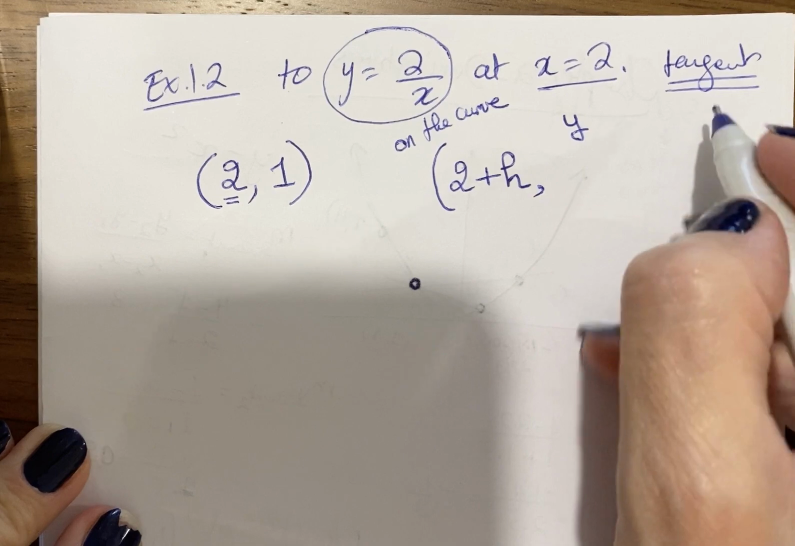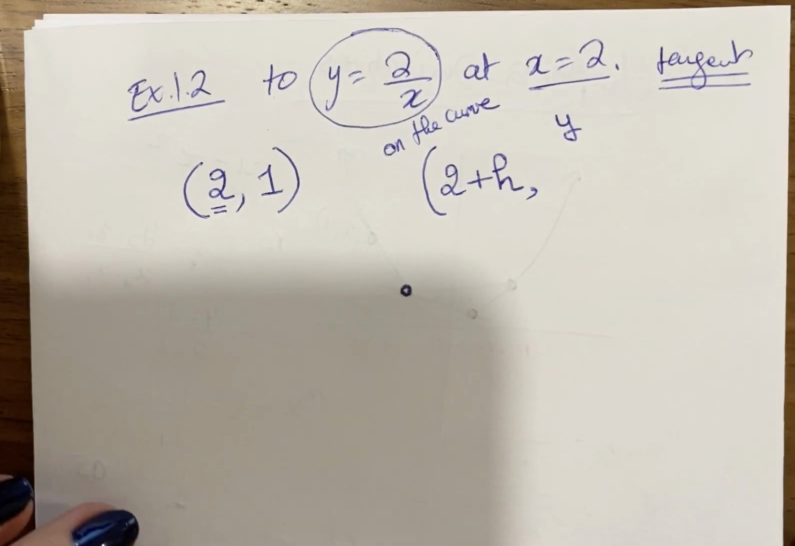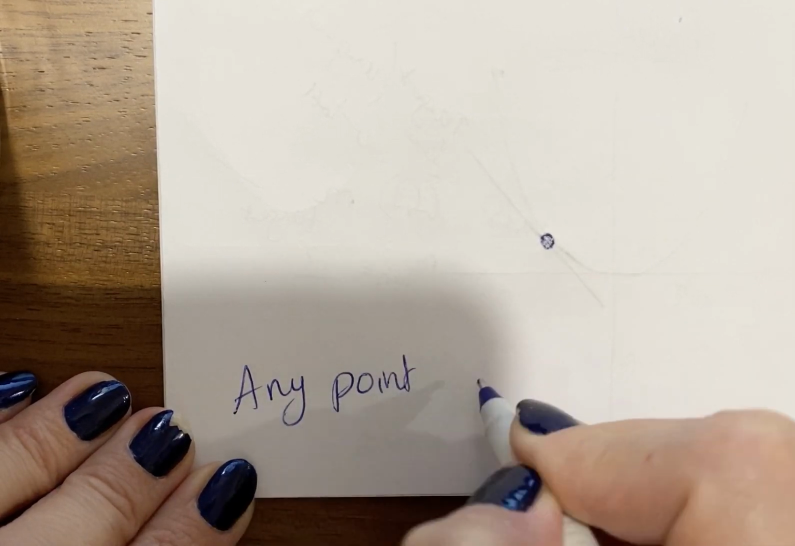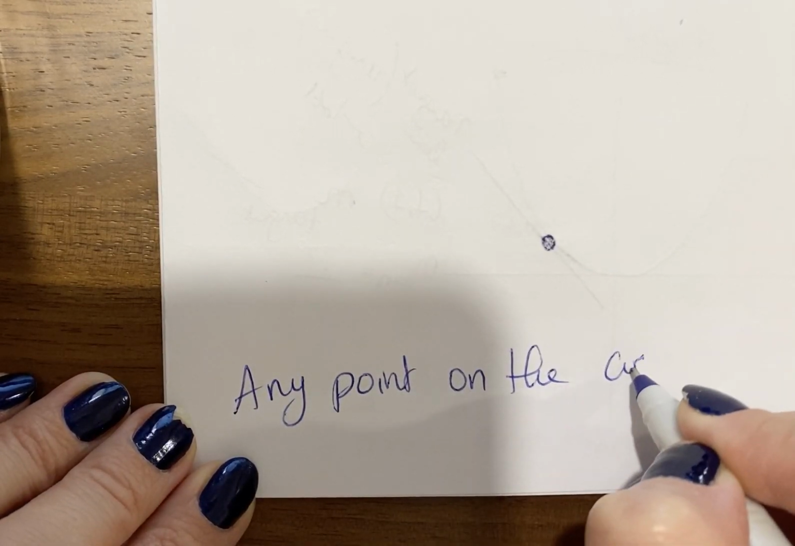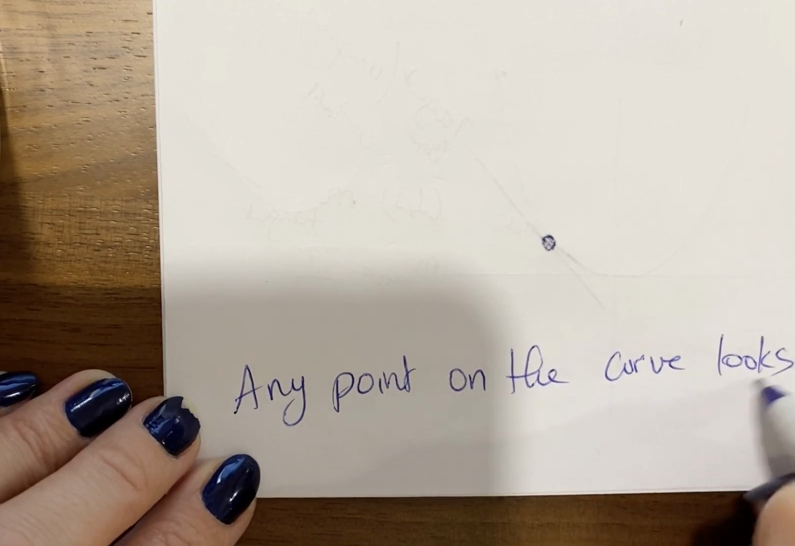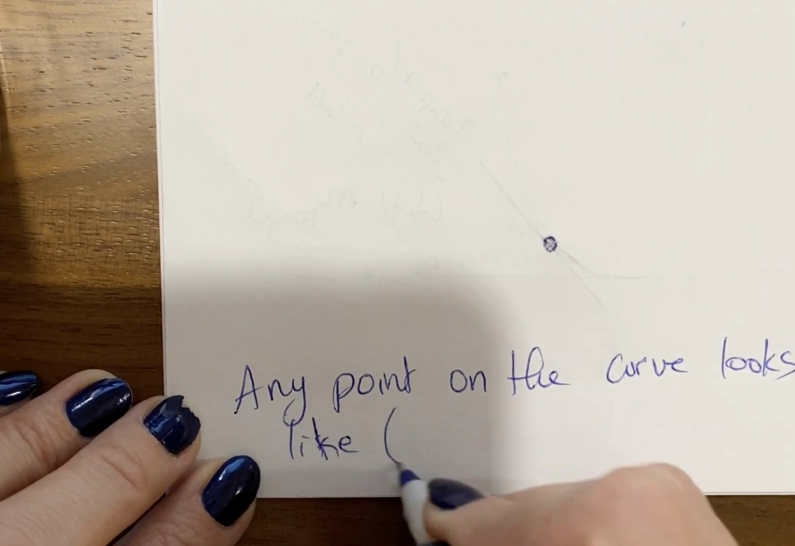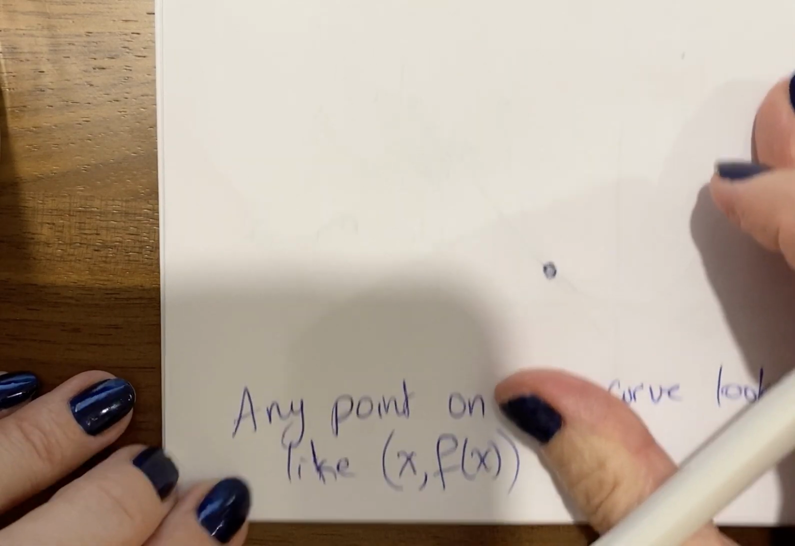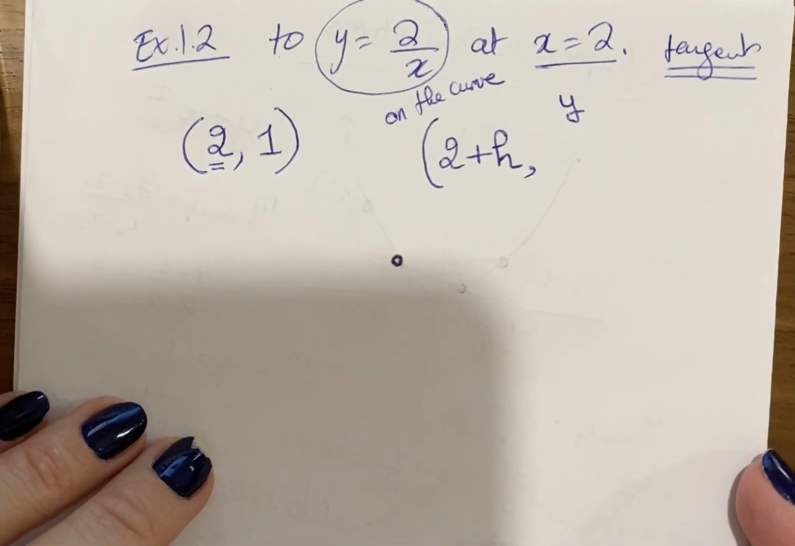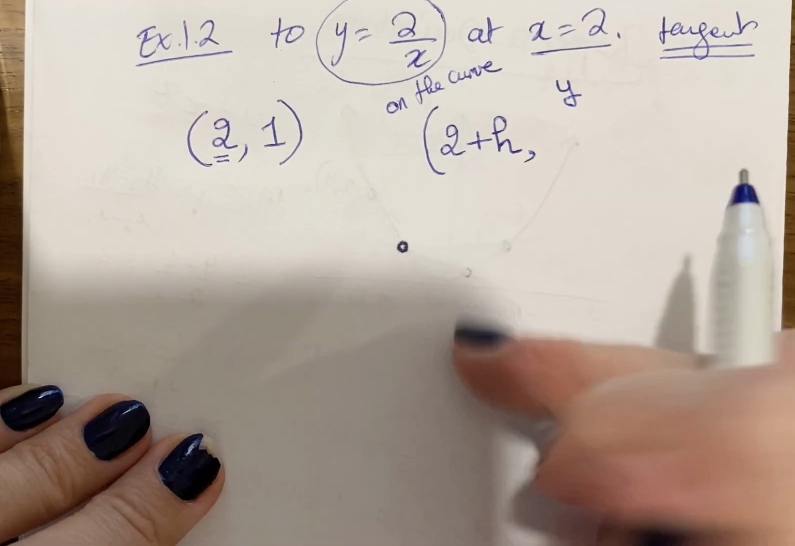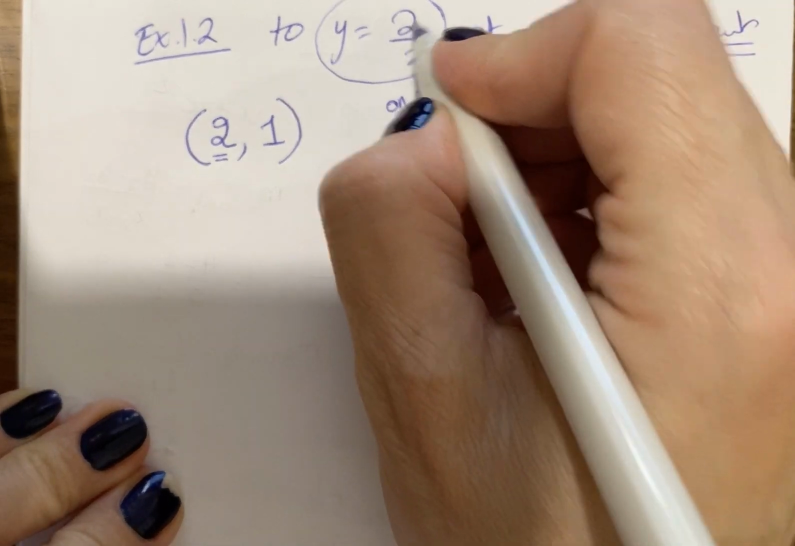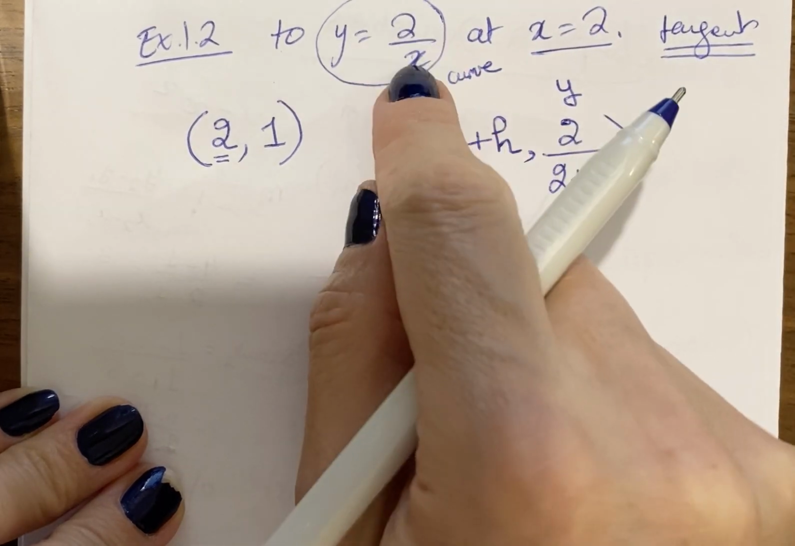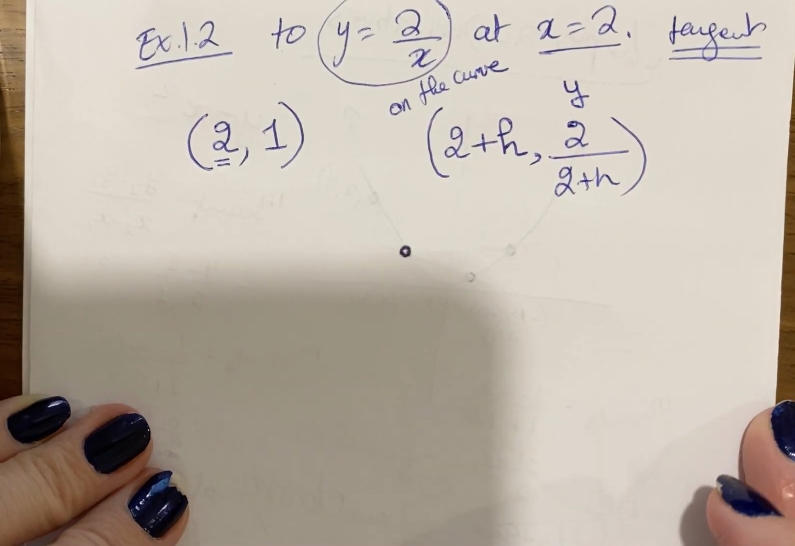Because for any point on the curve, so the big note, any point on the curve looks like this: x can be anything, but y has to be equal to f of x. So that's why you can choose B such that its x coordinate is 2 plus h, but you cannot choose y. What is y? y is 2 over 2 plus h. So the function evaluated, instead of x, you put 2 plus h.